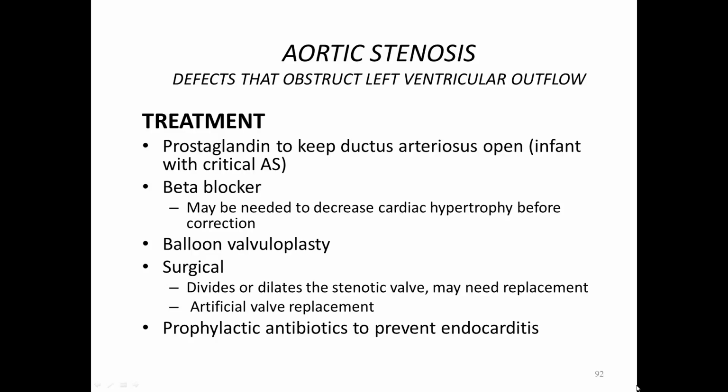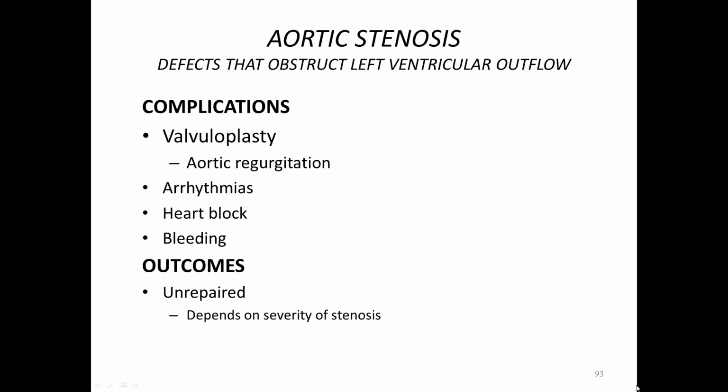But these children with critical aortic stenosis are a medical emergency. They need to have care immediately. Again, these are children that you're going to see typically present with this right after birth. Complications, we talked about complications of the valvoplasty or the aortic regurgitation. You can get dysrhythmias from that, can develop heart blocks and bleeding. Typically the heart blocks and the arrhythmias will go away. It's a temporary process. And of course the bleeding has to do with the procedure itself. Outcomes depend on how severe the stenosis was.